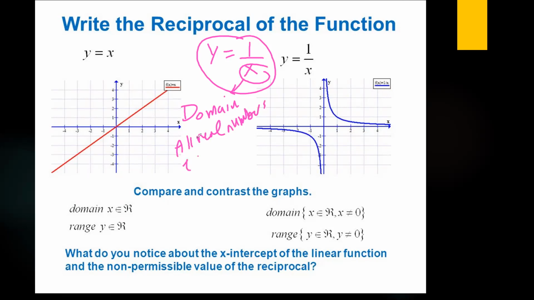except the excluded value. We took these in grade 8. What are the excluded values? How did you find the excluded value? For this one, x cannot equal 0. Yes, they are the values that make the denominator 0. Exactly, the zeros of the denominator.